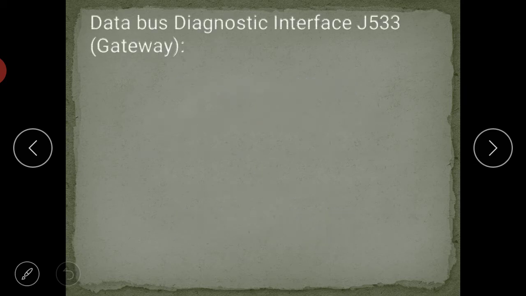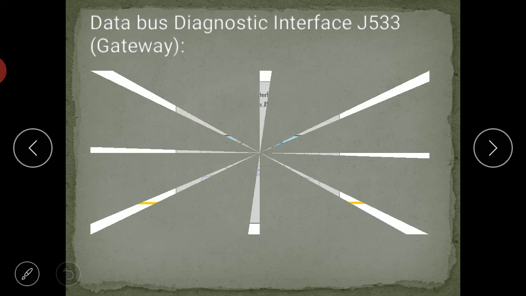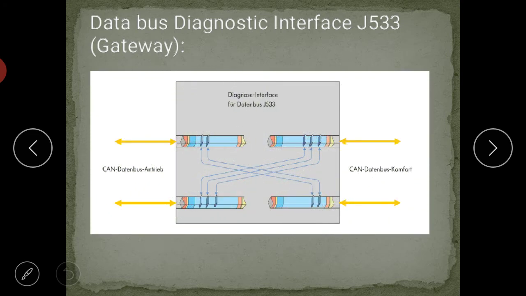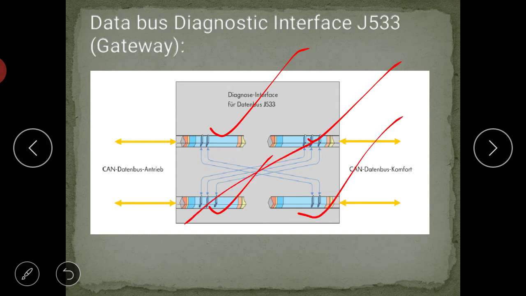In this slide, we will see what the diagnostic interface is. This shows its basic principle. What does it basically do? The gateway or diagnostic interface is the device which transfers information from one system to another system, one control system to another control system. So that is the basic principle. You can see the information get transferred from this point to this point, and from this point to this point.